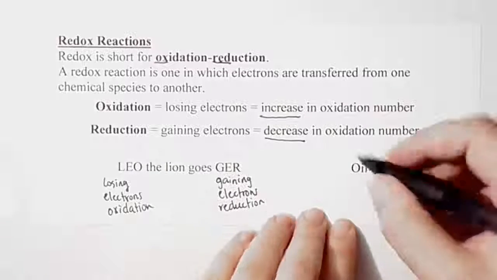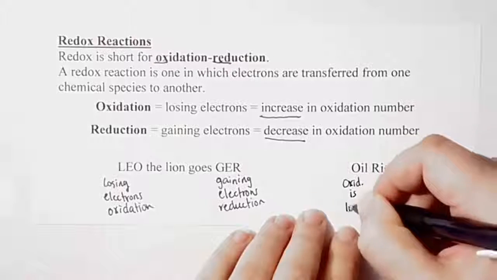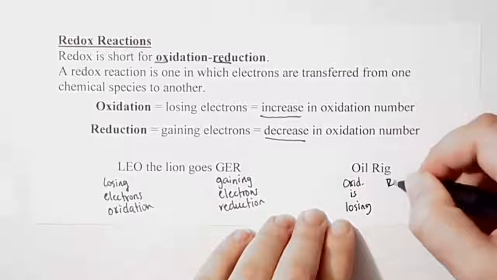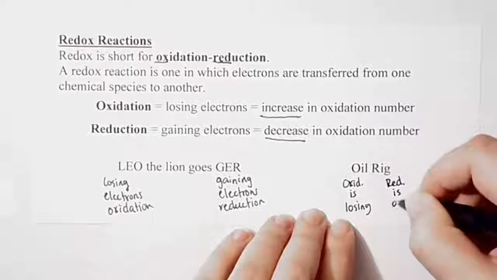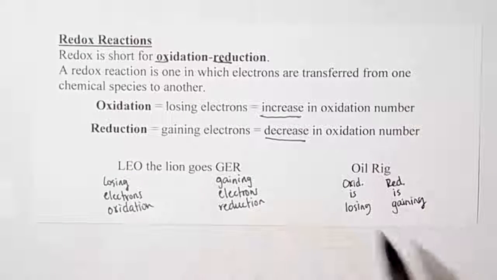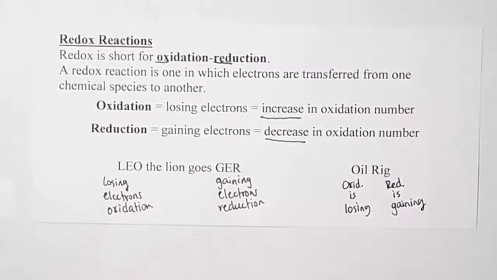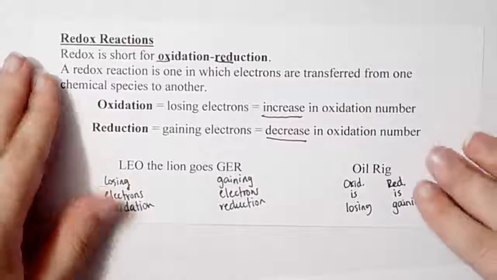Oil rig is oxidation is losing. And then reduction is gaining. Right? So the same thing lines up. Oxidation is losing, reduction is gaining. Right? So those are two mnemonic devices for you to remember what's going on. So I've got a couple examples for us to go through. All right. Let me move this up.